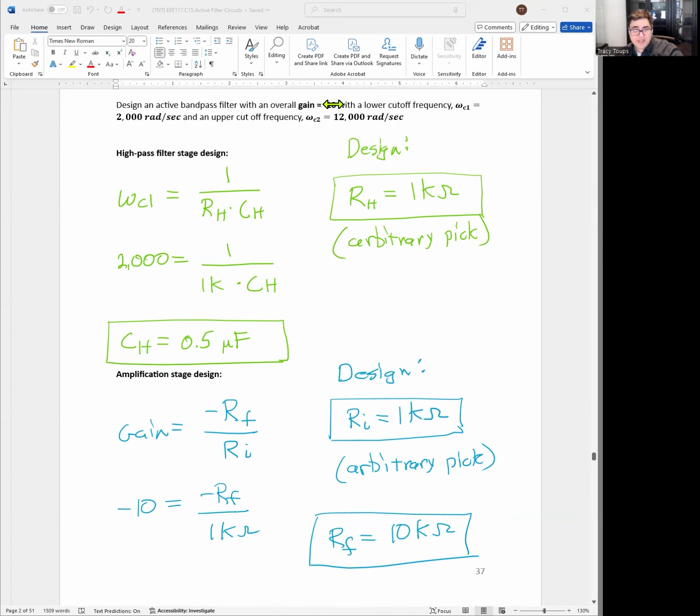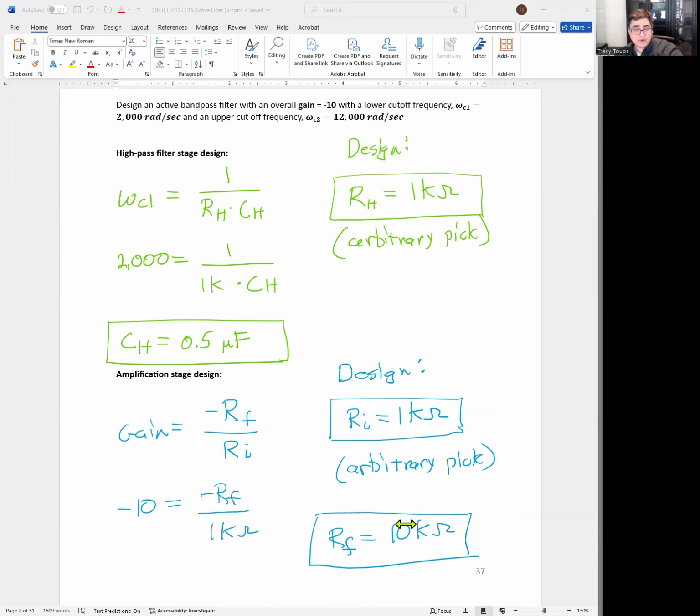So I wanted my overall gain to be -10 in the pass band. So the gain is very easy. You get negative RF over RI. Again, two resistors, one equation. I could choose one of these arbitrarily. I'm going to say RI equals 1K ohms because I apparently have a bunch of them, because I'm using them for my entire design. And then just -10 is equal to negative RF over 1K. So RF is 10 K ohms.